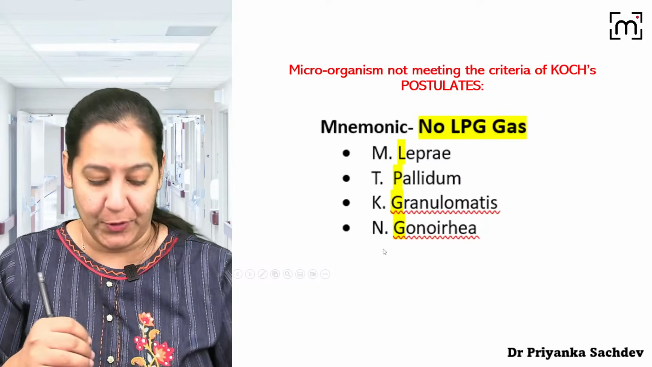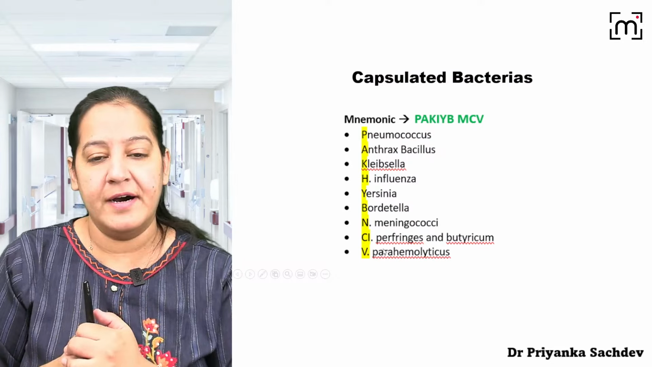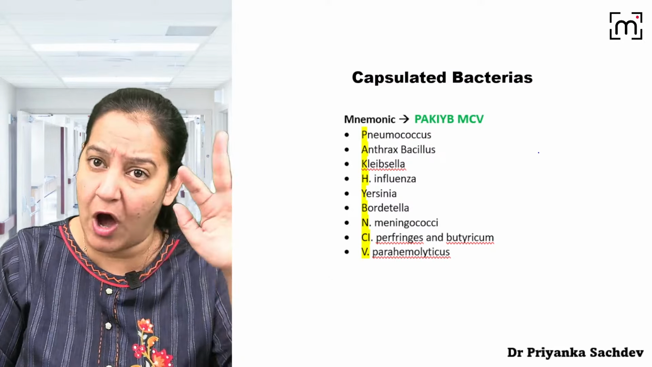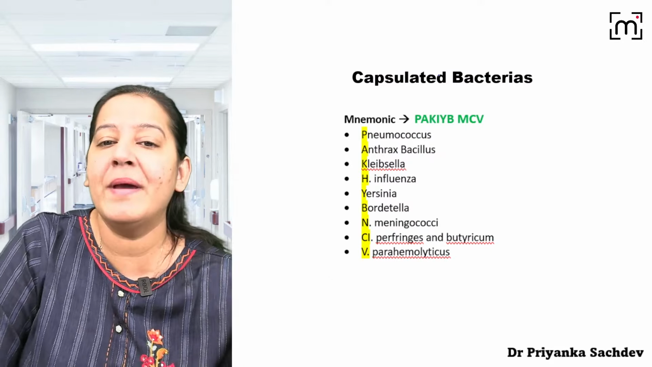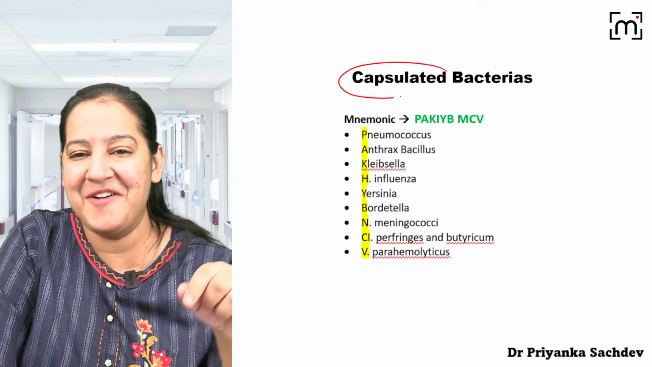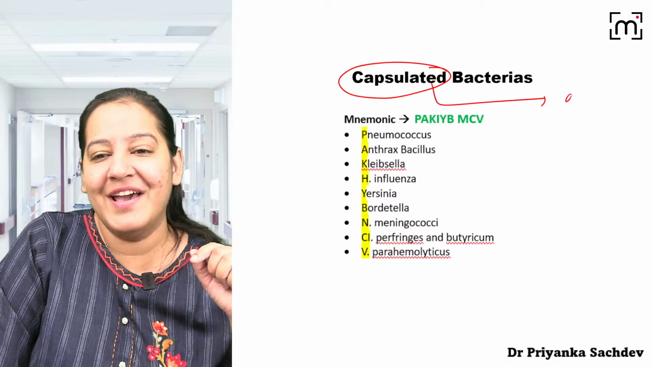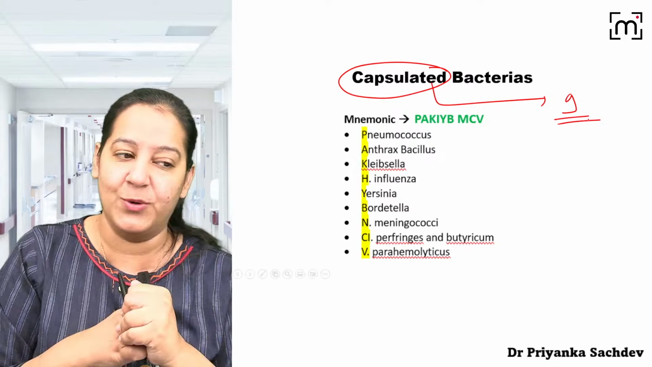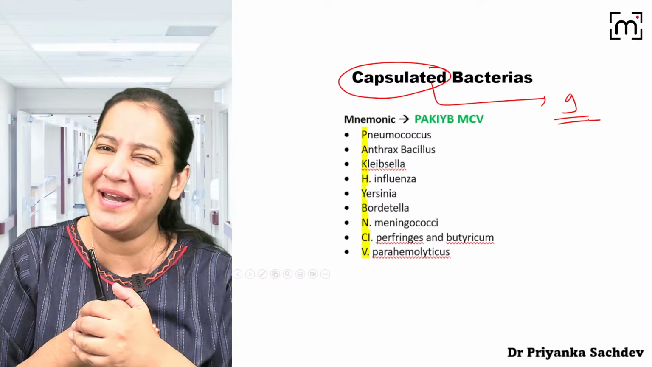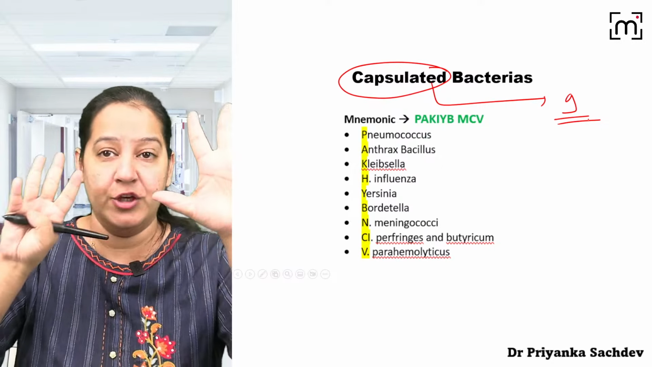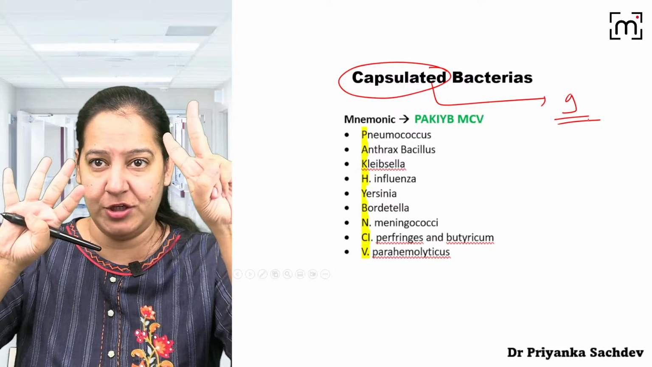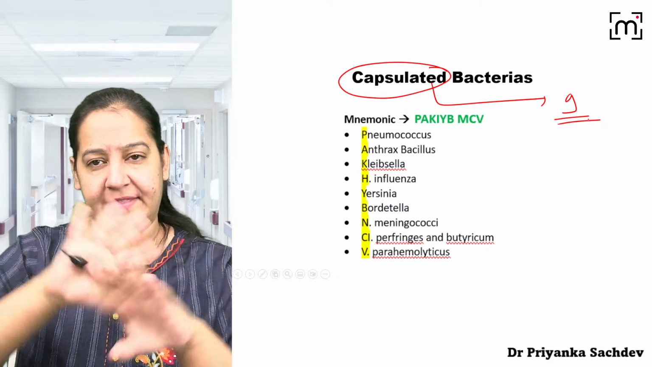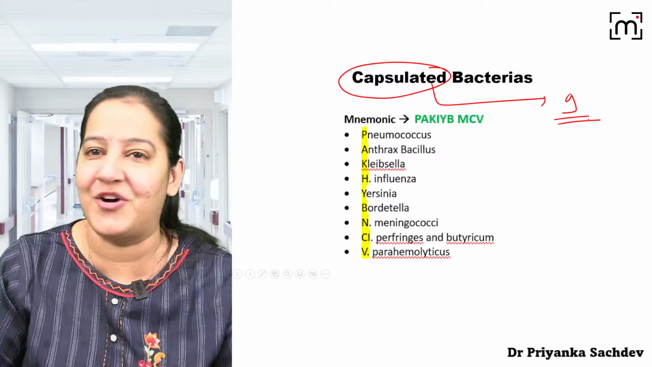Coming to the next mnemonic. I have told you there are hundreds, thousands of bacteria, right? How many of them have a capsule? There are only 9 bacteria which have a capsule. The rest of them don't have a capsule. Only 9, you should know the 9 names. 1, 2, 3, 4, 5, 6, 7, 8, 9. That's it. Rest all bacteria do not have a capsule.